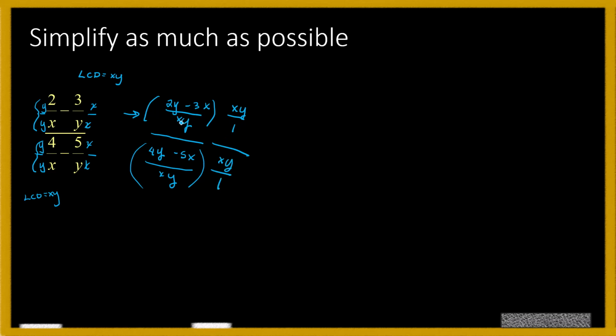By doing that, I can see that I'm going to reduce these xy's here, here, and here. And that leaves me with 2y minus 3x over 1, so I can simply write 2y minus 3x. And that leaves me 4y minus 5x over 1. And so my answer is still 2y minus 3x over 4y minus 5x.